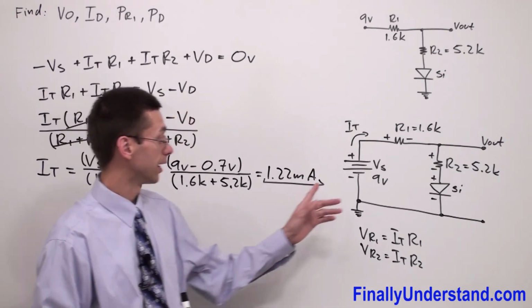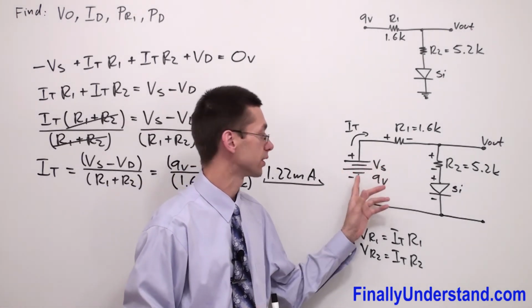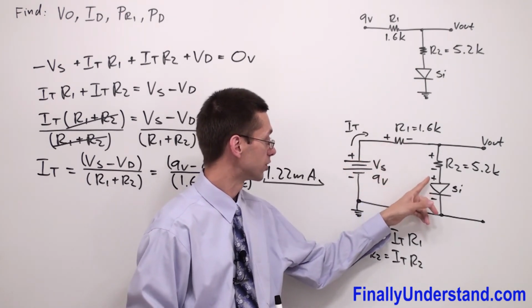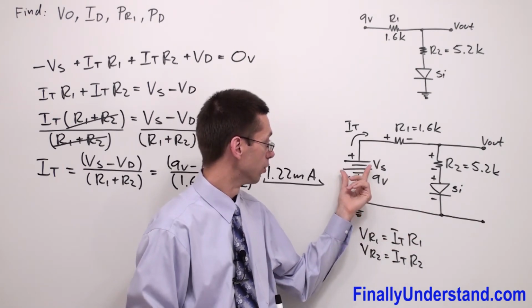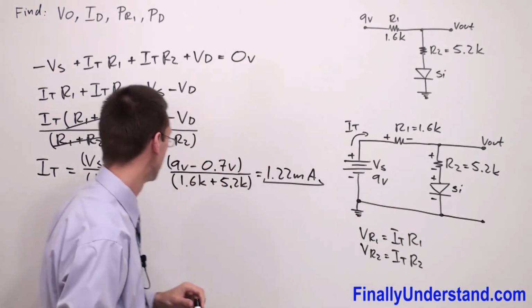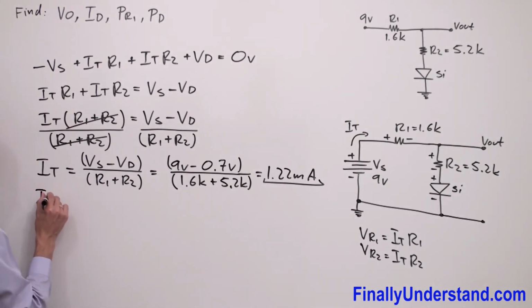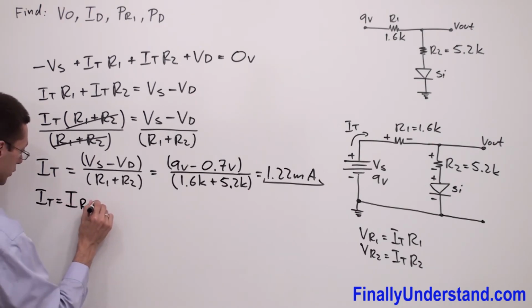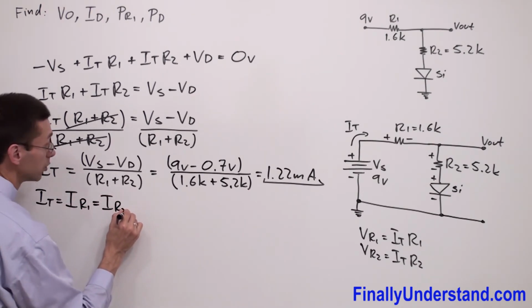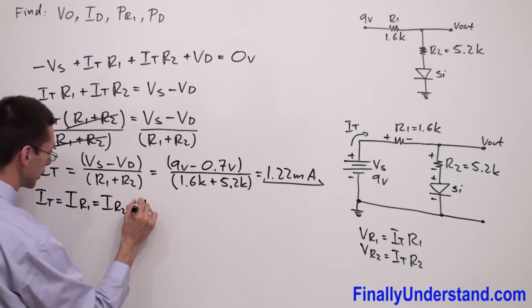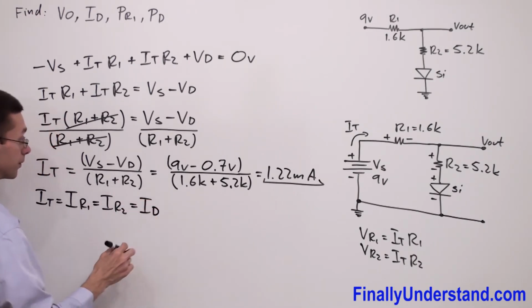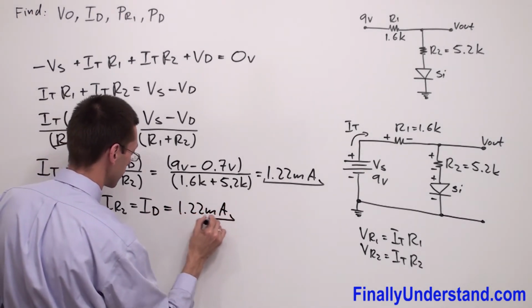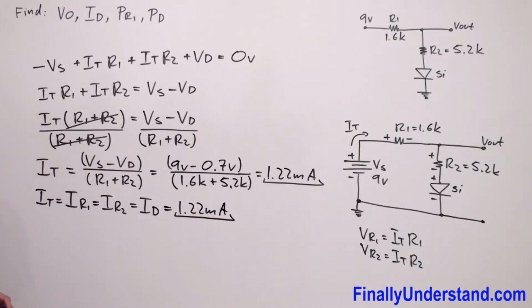Don't forget that this is nothing else, just the series circuit. Please realize that resistors are connected in series with the diode and also in series with the voltage source. So I can say that I total is equal to the current which goes through resistor R1. This is also equal to the current which goes through resistor R2. And this is also equal to the current which goes through the diode. And everything, of course, is equal 1.22 milliamps. So this is my current in the circuit.